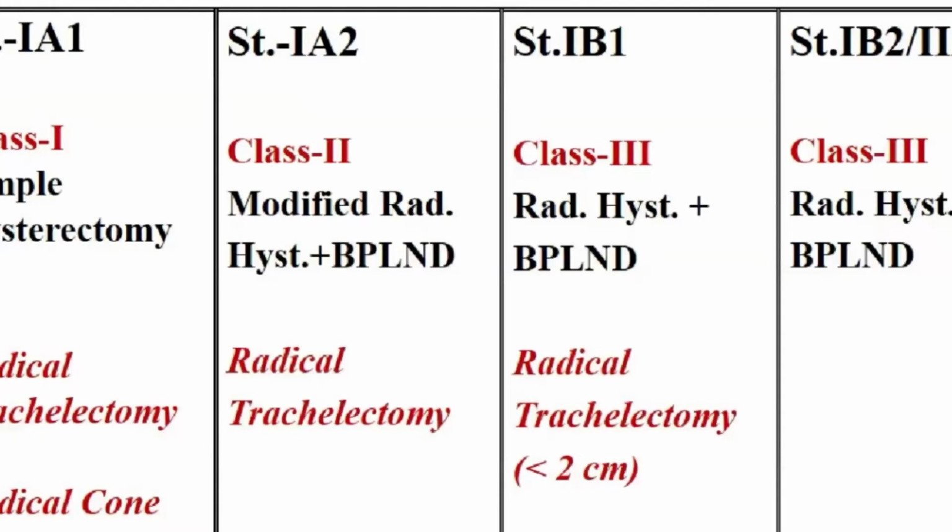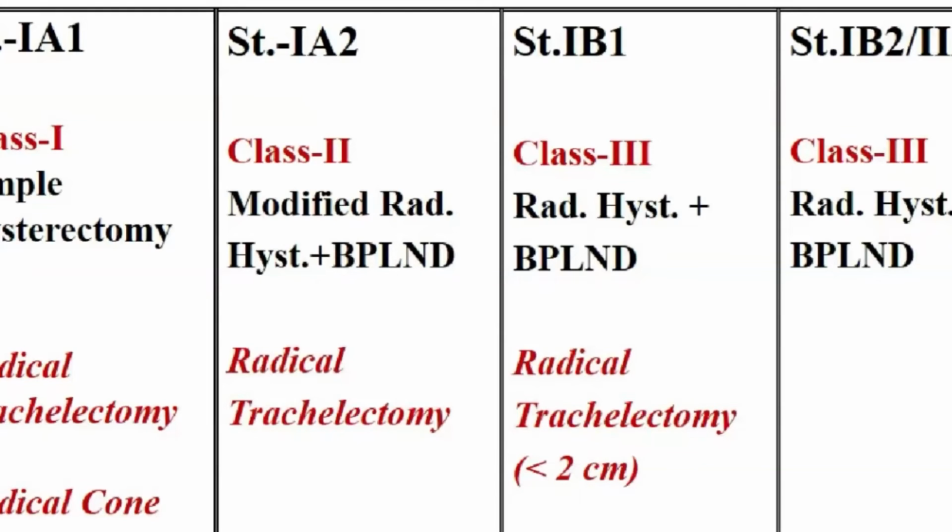Now coming to the management of cervical cancer in each of the stages. In stage 1A1, you can do only a simple hysterectomy, or a type 1, type A extrafascial hysterectomy. In case the patient wants fertility sparing, you can do a trachelectomy or a conization procedure. In stage 1A2, you need to do a modified radical hysterectomy with bilateral pelvic lymph node dissection, or a type B radical hysterectomy. Extrafascial is type A, modified radical is type B. And in case she wants fertility sparing, you can go for a radical trachelectomy.